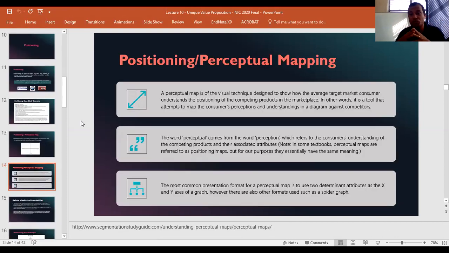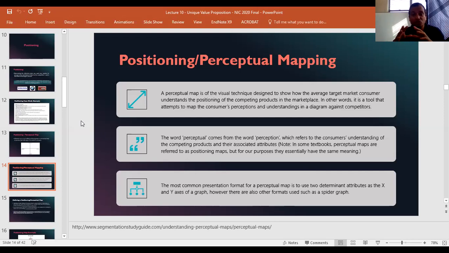So let's see what positioning mapping or perceptual mapping is. It's a visual technique designed to show how the average customer, a target market consumer, understands the positioning of the competing products in the marketplace. The word perceptual comes from the word perception. As I said, perceptual mapping is how the customer perceives. So the word perception is important here: how they perceive all the products offered in the market, your product, your competitor's product, all together.